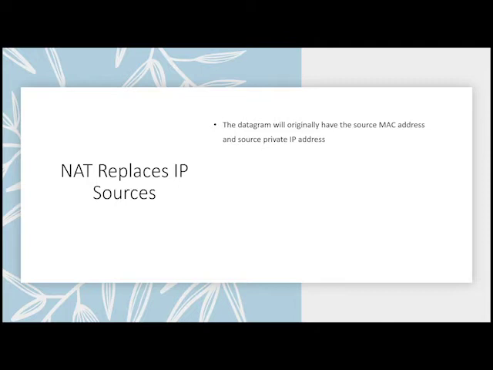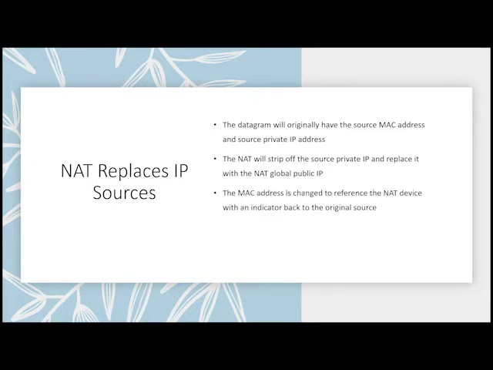When the datagram is originally constructed, it will have the source MAC and private IP address that need to be updated. The NAT removes the private IP and replaces it with the global public IP, often with a port to indicate which host supplied the request. The MAC address will also be changed to reference the NAT device. This datagram can be sent to an external source without revealing internal network addresses.